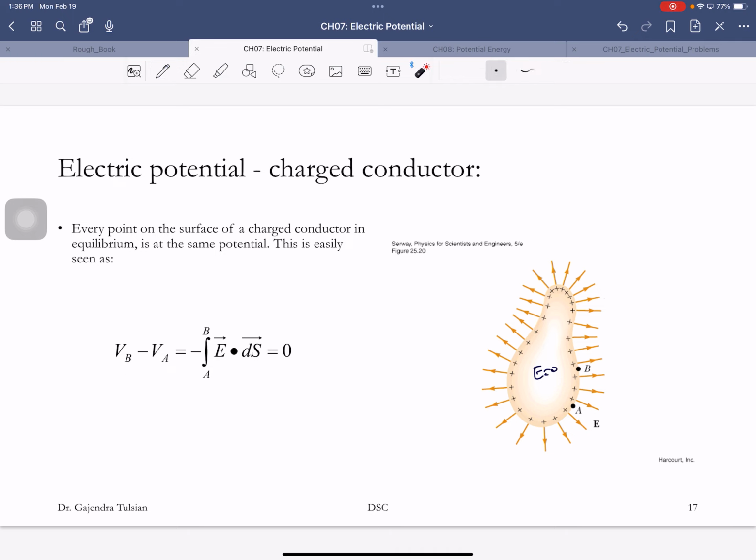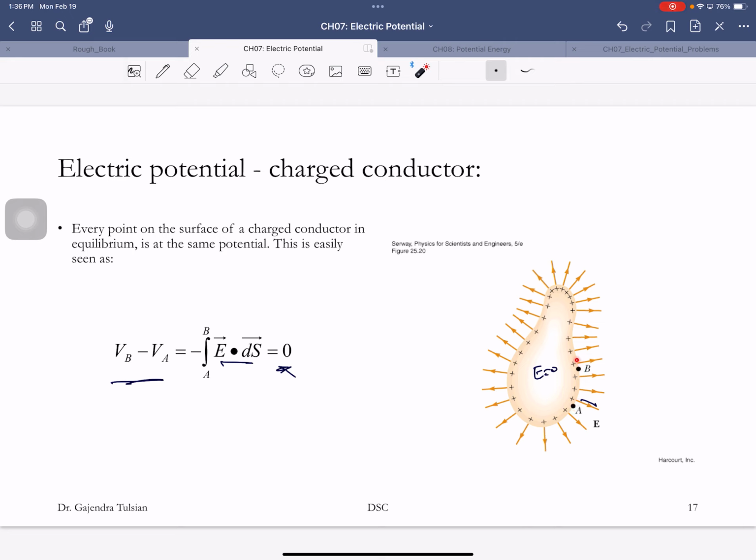So you can take the electric potential VB minus VA. You go from here to there. If you do this line integral along this path, what would you get? 0, because the electric field is 0 everywhere. You can go along this path, E dot ds will be 0 because the electric field is 0. And it turns out you could do the line integral along that path too, and it'll come out to be 0.